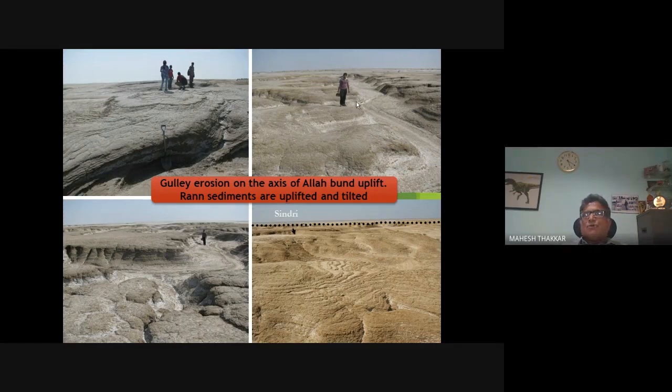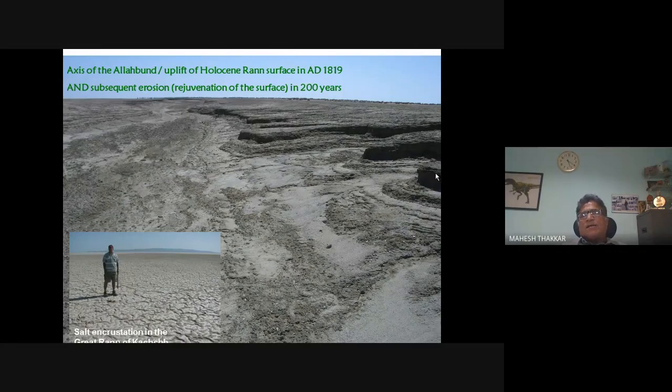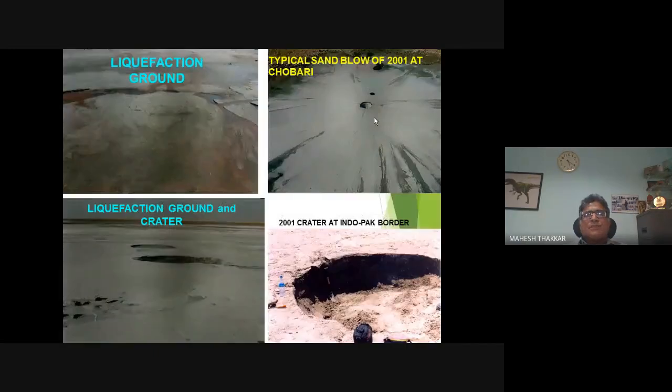These are the gully erosions of the Allahabad uplift. These are the latest gullied erosions of the Allahabad, exactly on the axis, I have taken the photograph. You can see the tilted run sediments. These are all run sediments and tilted run sediments. This is exactly taken from the axis. You can see a little bit of the bulging and flexuring of the strata. We call them the rejuvenation of the surface in the last 200 years.